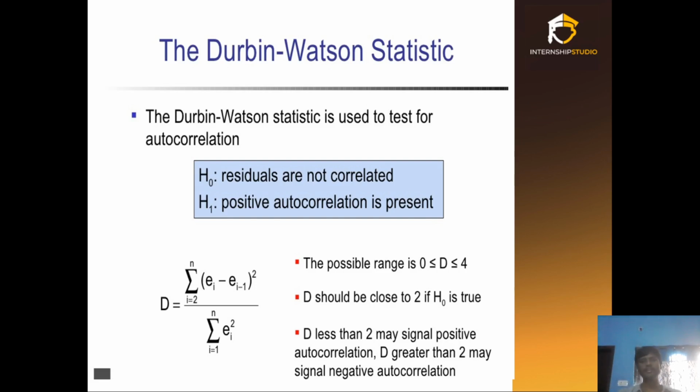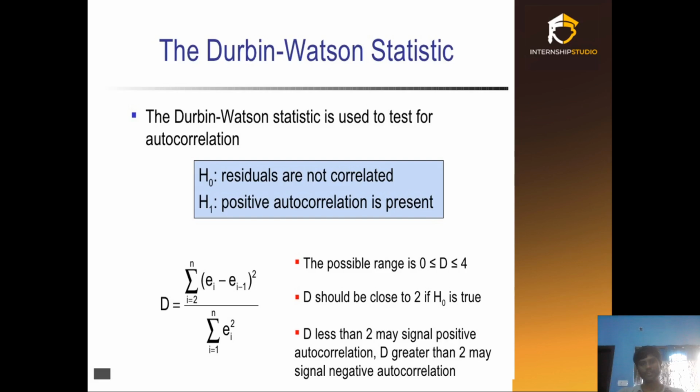The Durbin-Watson statistic is used for testing autocorrelation. And we have H naught and H1. H naught is the null hypothesis, and H1 is the alternative hypothesis that we propose when we reject the null hypothesis, as we have already discussed in the basic stats module in the internship. H naught is that residuals are not correlated. This is the null hypothesis, and the alternative hypothesis is that positive autocorrelation is present.